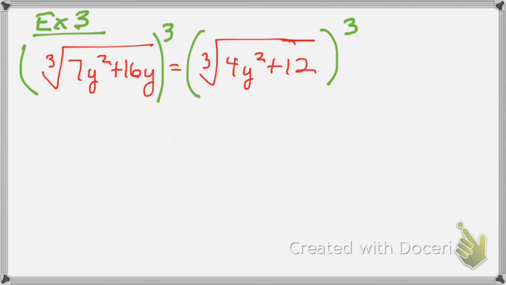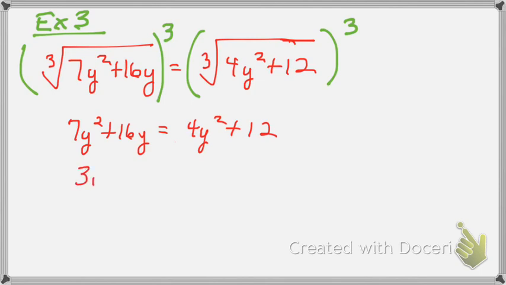And if I take a cube and a cube root, they cancel each other out. Okay, well now I got a quadratic equation, right? How am I going to solve that quadratic equation? Combine like terms. So if I combine like terms, I'm going to have what?